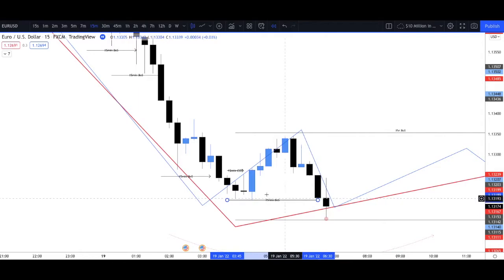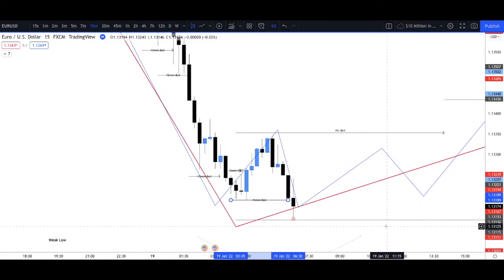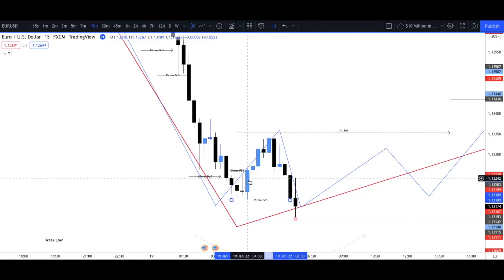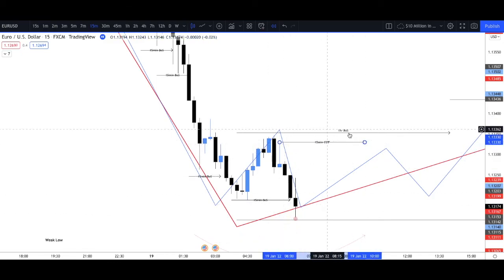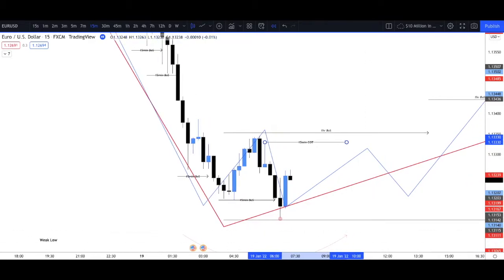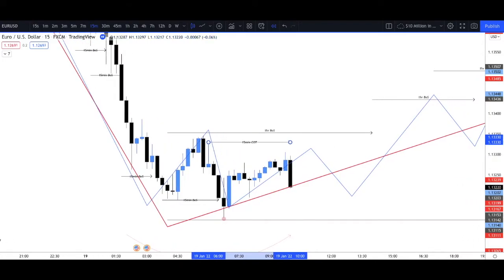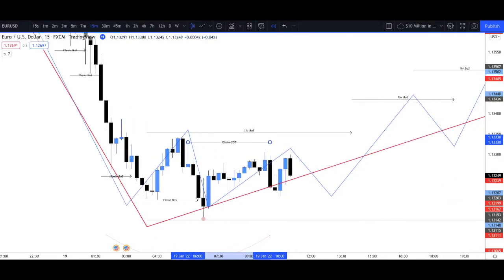There we go, we had a 15-minute boss right here, we've made a new low. So let's see what price action does here. Where's our next 15-minute boss? It's right here, as you can see, lower low, lower high, lower low. And we've got the 1 hour boss up here as well. So price action is pushing up. Let's see where we break structure here on the 15.